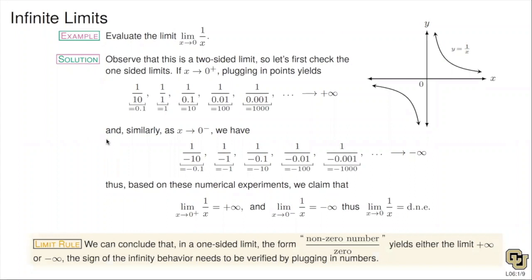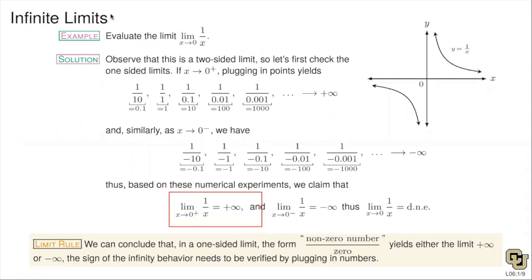And here we get a very important rule for our limits. In a one-sided limit, if we get the form non-zero number over 0, then the limit is either going to be plus infinity or minus infinity. The fact that we're looking at a one-sided limit is important. So let me apply this rule to this problem right here. So for example, look at this limit here.